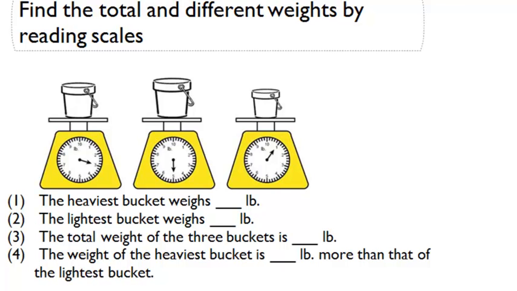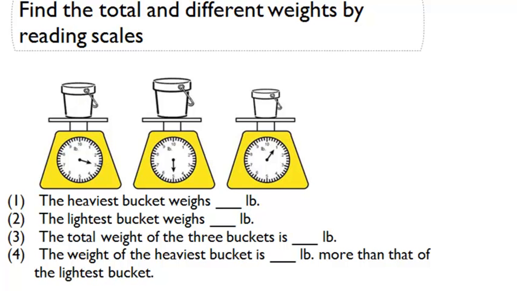Now let's talk about how to find the total and different weights by reading scales. We have scales in front of us with 3 different buckets on them. We need to know the heaviest bucket's weight, the lightest bucket's weight, the total weight of the 3 buckets, and the weight of the heaviest bucket and the difference between that and the lightest bucket. So let's start by reading our scales.